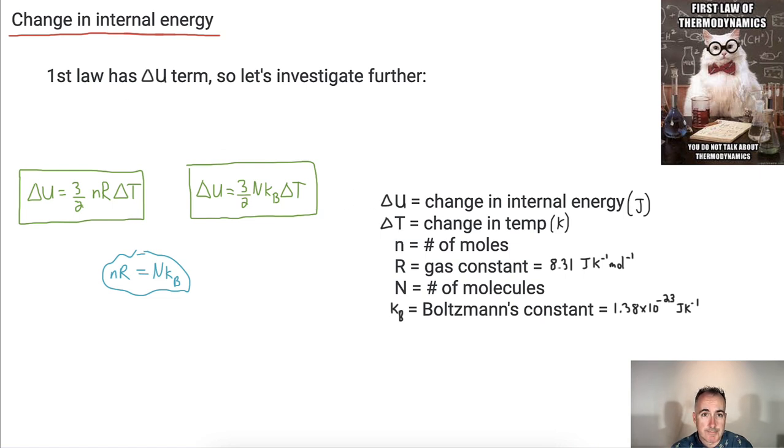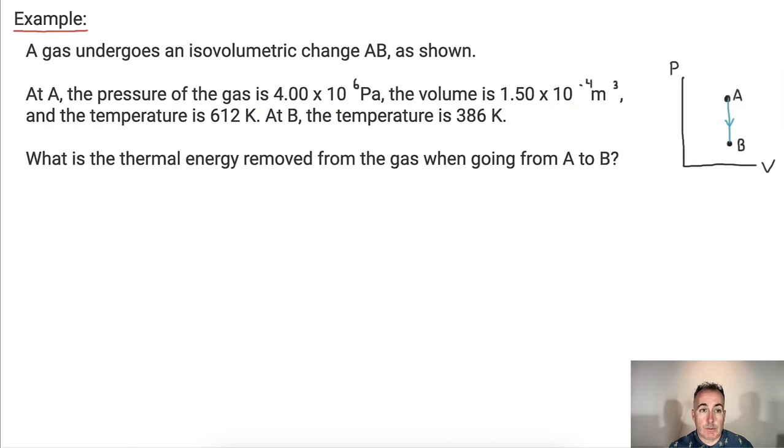Now we're ready. So let's look at an example and put this all into context. In this example, we have a gas that undergoes an isovolumetric change. That means the volume doesn't change, going from A to B. And we know at A, the pressure, the volume, and the temperature. We're told at B, the temperature is this. Do you notice it goes down in temperature from A to B? And the question is asking, what's the thermal energy removed from the gas when going from A to B?